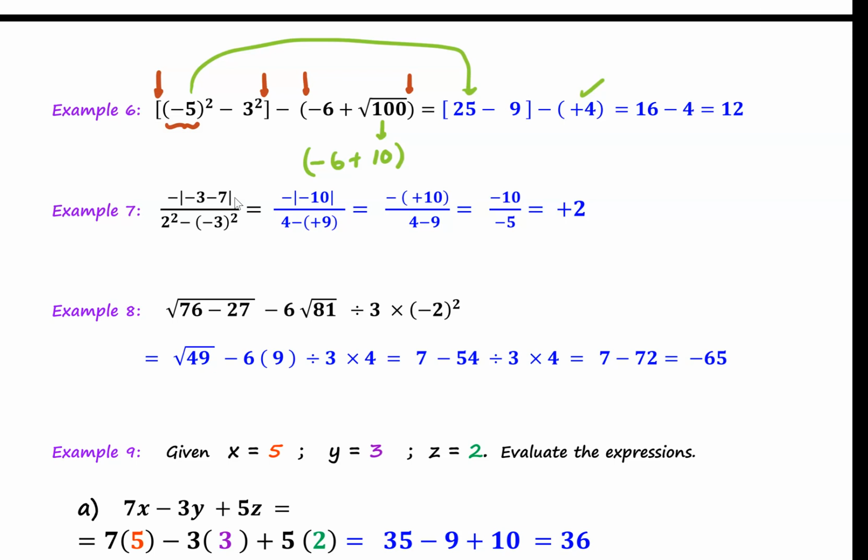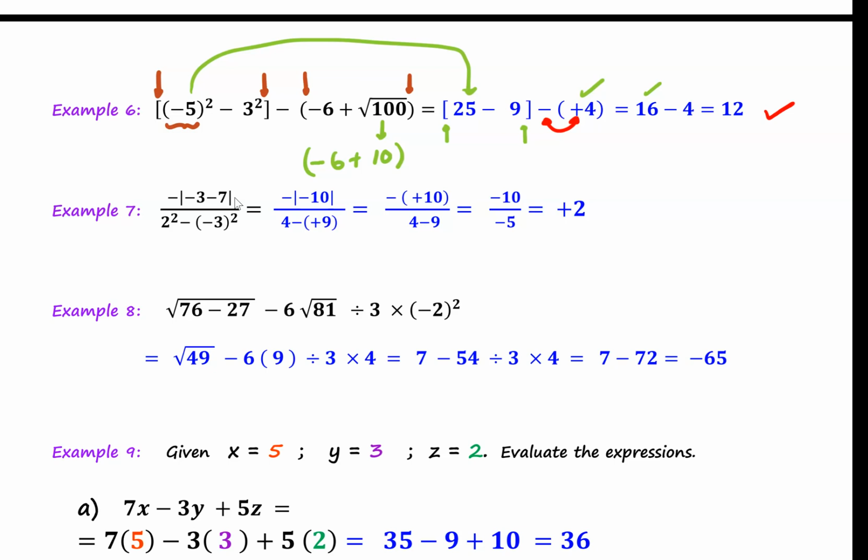So 25 minus 9, which is 16. Okay, so that operation performed first inside this bracket. You will have 16, and negative with a positive will turn into a negative. So therefore, you take 16 minus 4 is equal to 12.